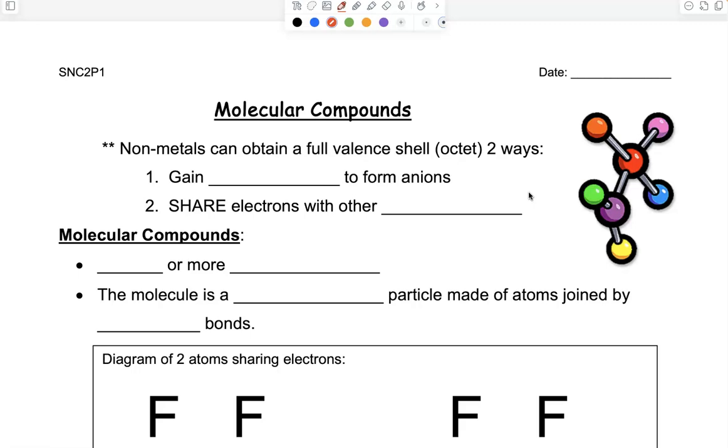So previously we looked at ionic compounds and polyatomic compounds yesterday. Today's focus is going to be on something that's called molecular compounds. Nonmetals can obtain a full valence shell, the outer shell, in two different ways. They can gain electrons to form anions, just like we looked at for ionic compounds. They can also share electrons with other non-metals.